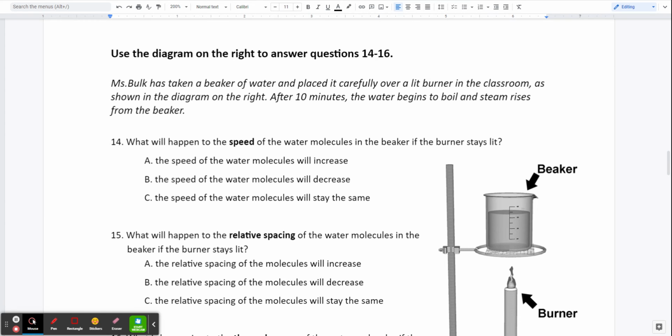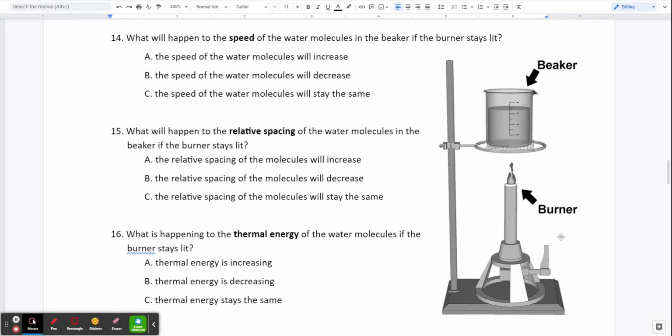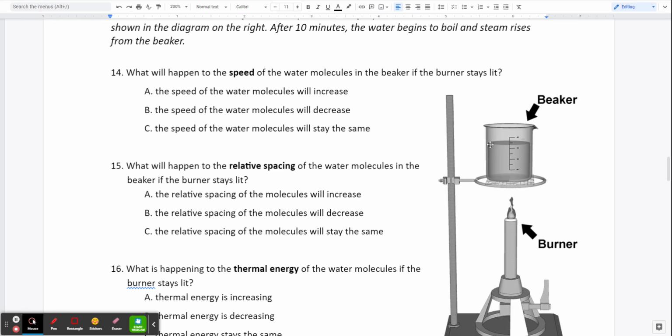For the next portion, we need to use the diagram on the right to answer questions 14 through 16. For this scenario, Ms. Bulk has taken a beaker of water and placed it carefully over a lit burner in the classroom, as shown in the diagram on the right. After 10 minutes, the water begins to boil and steam rises from the beaker. So here's the burner. It has an open flame, and the water in the beaker begins to boil and steam rises from the beaker, or water vapor.